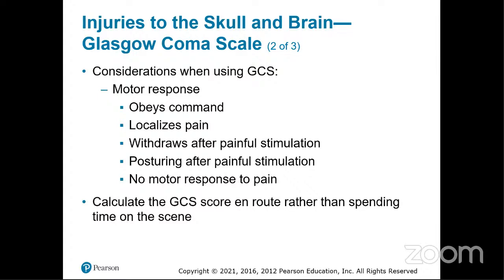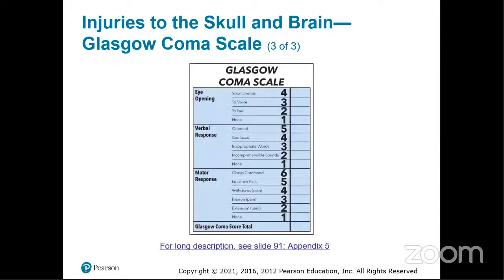Calculate the GCS score en route rather than spending the time on the scene. And a lot of the times you're not going to calculate it until you do your report. But just know what we're looking for there. And you can tell the doctor, like, if you want, so they get a total of 12. And even a dead person gets 3. Okay. It would be great if you could tell the hospital, "Oh yeah, they had a GCS of 12."